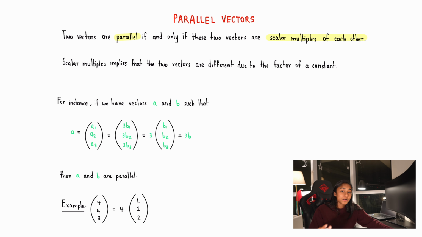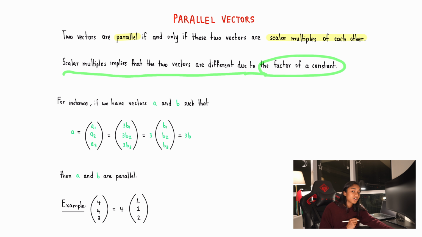So now we know about perpendicular vectors. What about parallel vectors? How do we know if two vectors are parallel to each other? Two vectors are parallel if and only if these two vectors are scalar multiples of each other. So scalar multiples implies that these two vectors are different due to the factor of a constant.